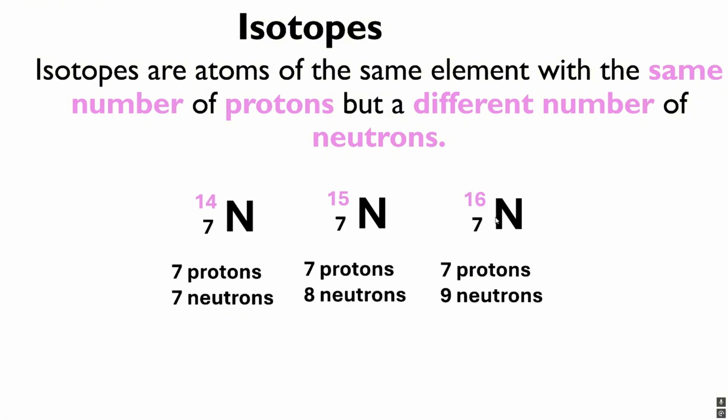Here is another example of nitrogen. These are the isotopes nitrogen 14, nitrogen 15 and nitrogen 16. They all have the same number of protons, 7. That's what makes them nitrogen. But they have a different number of neutrons and therefore they have different mass numbers.